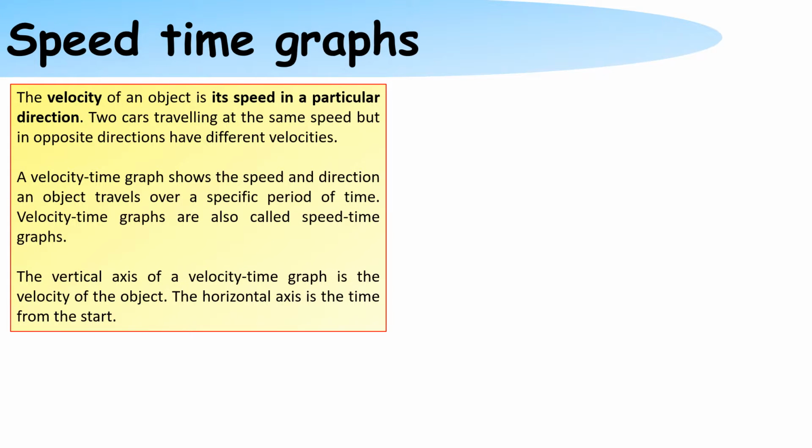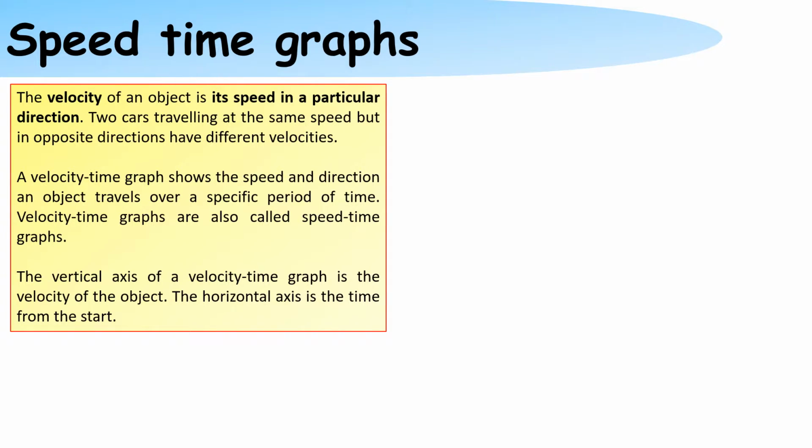The velocity of an object, and its speed in a particular direction, can be shown on a speed time graph or a velocity time graph. Two cars travelling at the same speed but in opposite directions will have different velocities. Remember, velocity is the speed of an object and the direction that it is travelling in. Velocity time graphs can also be called speed time graphs.